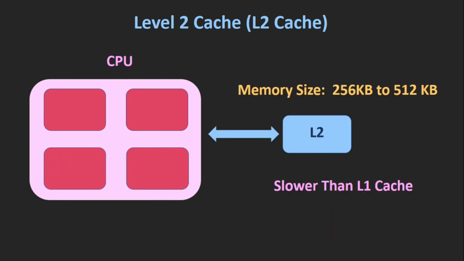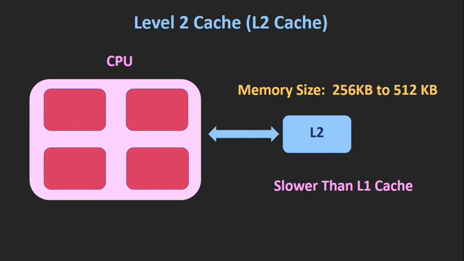Now let's see the second level of cache. This cache is also known as either level 2 cache or L2 cache. Now this level 2 cache could be either inside the CPU or outside the CPU. It could be separate for all the cores or shared between all cores of the CPU.